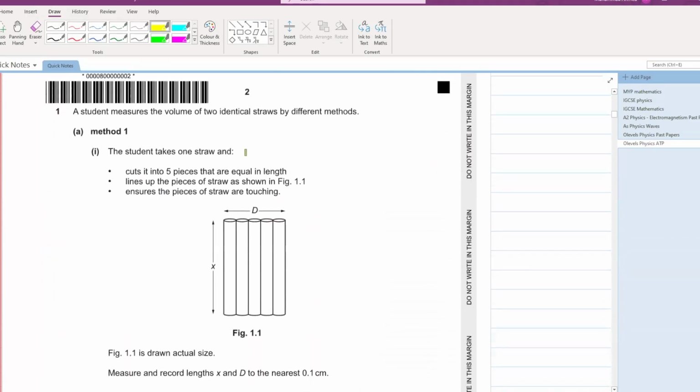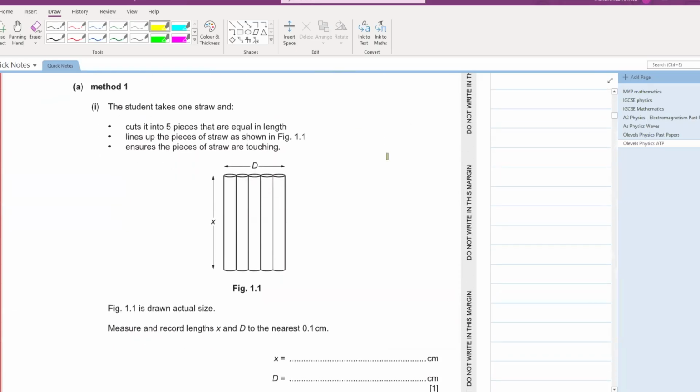A student measures the volume of two identical straws. He is measuring the volume of two identical straws by different methods. Here is method 1. The student takes one straw and cuts it into five pieces that are equal in length. So you are taking one straw and cutting it into five equal pieces.